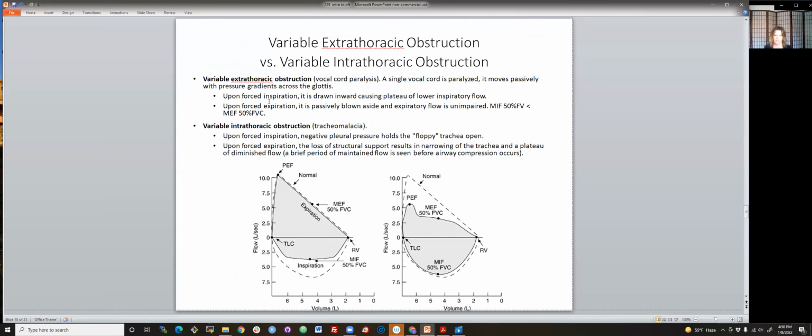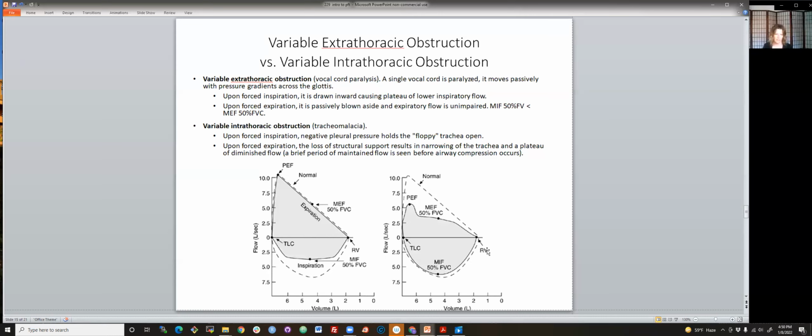In this diagram, we have a variable extrathoracic obstruction versus a variable intrathoracic obstruction. Our variable extrathoracic obstruction could be vocal cord paralysis. Just think about it: if there's one vocal cord that's paralyzed, it's going to move passively with the pressure gradients across the glottis. Upon forced inspiration, it's drawn inward, causing a plateau of lower inspiratory flow. You can see that here. We're inhaling, we've got this flat inspiration, that plateau of flow. And then when they exhale, it gets pushed out of the way, and our expiration is normal. You see a normal looking diagram.